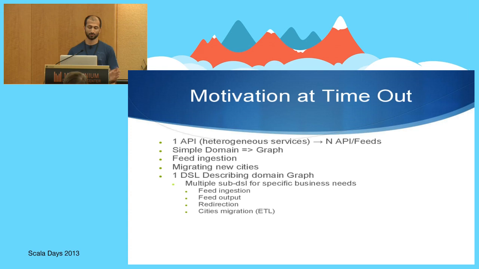Once we started thinking, okay, so we describe our domain as a graph, it became apparent that actually we could use this for a lot of other things. We could use it for feed ingestion, for migration of data from new cities, as well as redirections and a bunch of other things. So the basic approach was always the same: create a graph to represent each domain and have a few transformations between each domain.